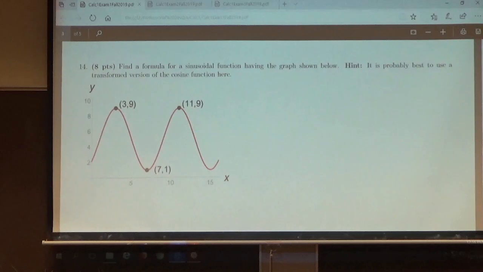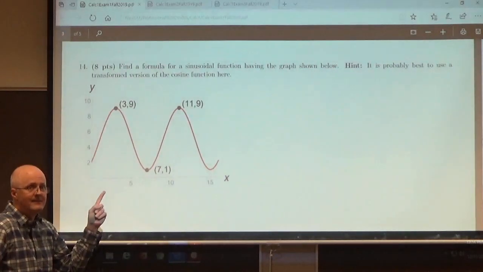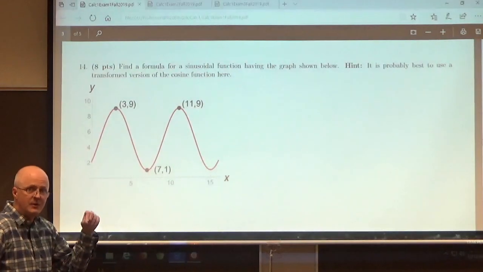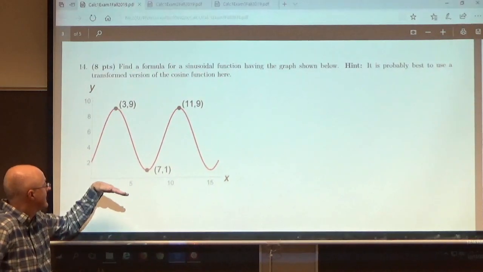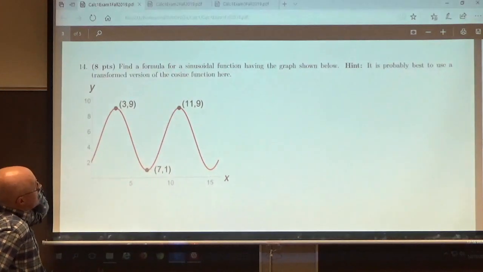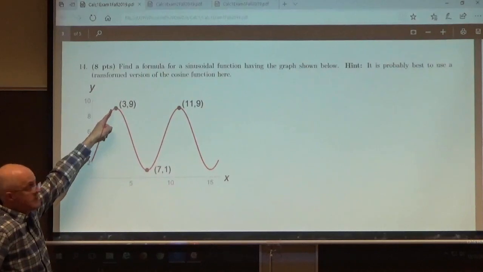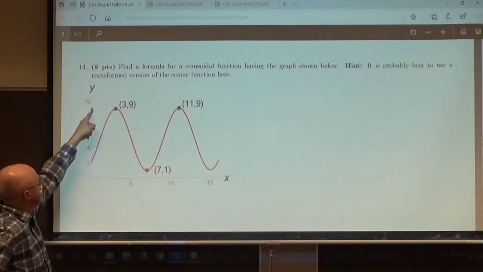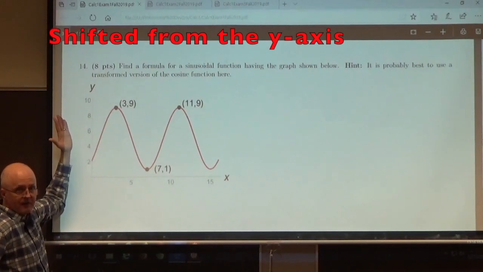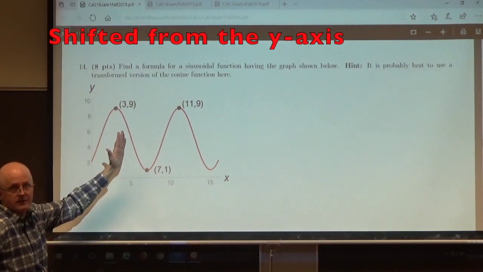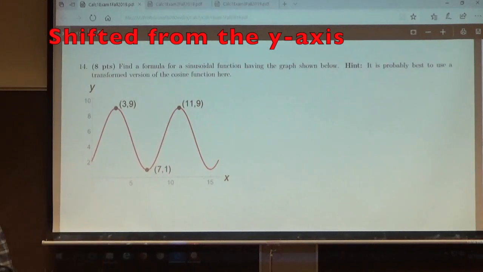Find a sinusoidal function that has this graph. This was a harder one. Okay, you got to figure out the amplitude and the period and the vertical shift and the horizontal shift as well. Use a cosine, and it's probably the best choice because the high point would get shifted from the origin to over here. For a cosine graph, that would be a rightward shift by 3 units. That's probably the best one to use.